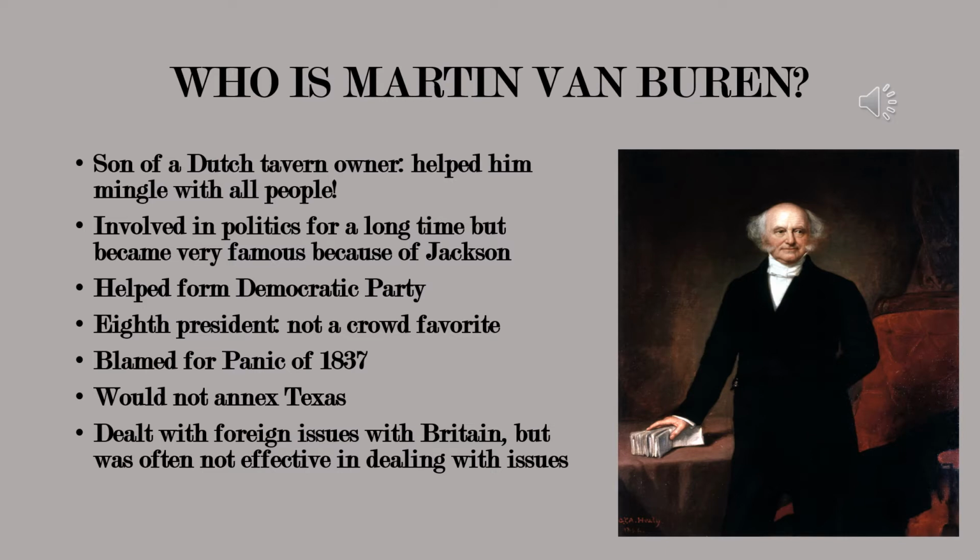Martin Van Buren was born to a Dutch family who owned a tavern, and this is really going to get him going in politics because he's going to be able to talk to upper class people, to lower class people, to middle class people. So he's going to be able to mingle with a lot of people, which is going to help him in politics. So during his lifetime, he's going to be in the Senate, he's going to be the governor of New York for a short amount of time, and then he's really going to rally behind Andrew Jackson and help to create this Democratic Party, ultimately becoming Andrew Jackson's vice president in his second term.